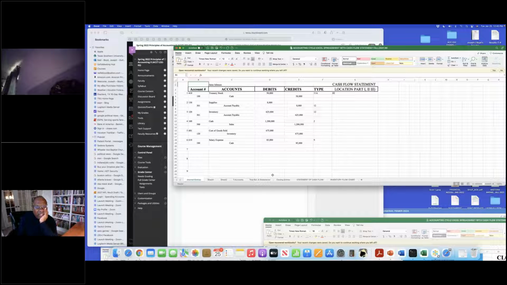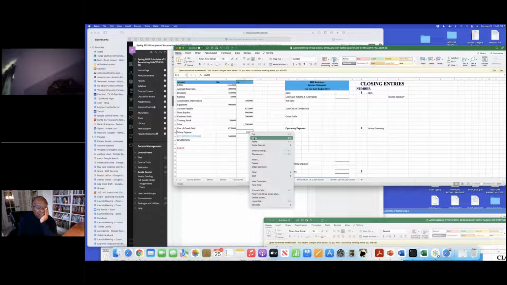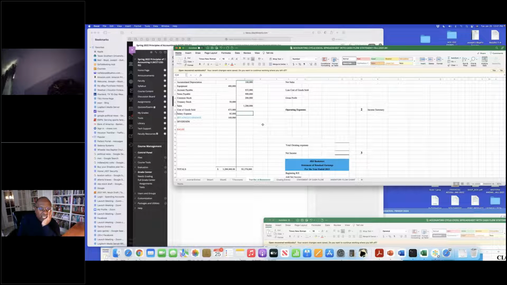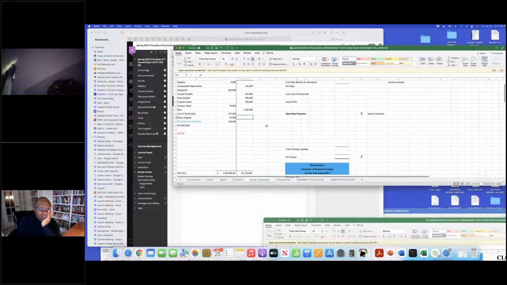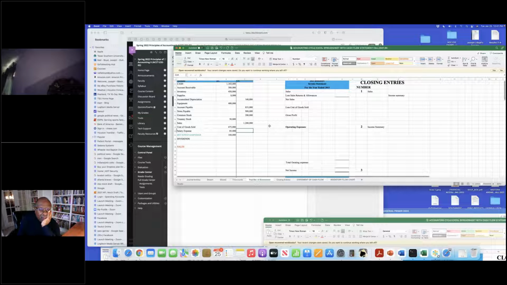Then let's go in here and take this, copy, paste, clear content. Still not balanced though. But we got that straightened out. Is there anything else? Let me see if I see anything else in your T account.